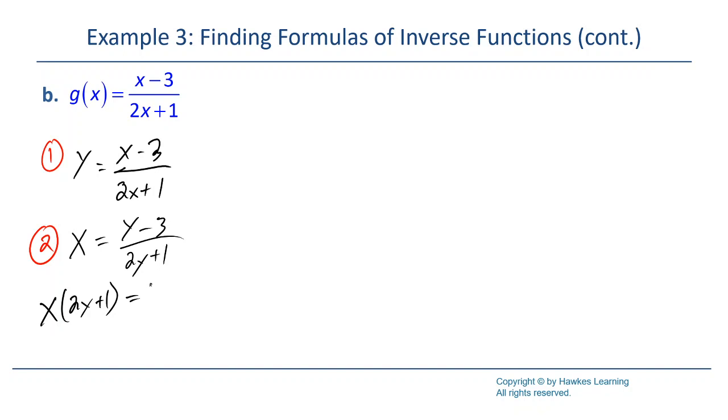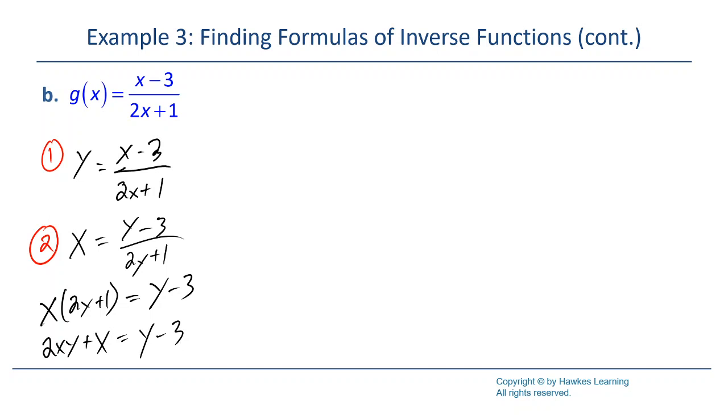y minus 3 is the only thing left. Because it would be like if I multiplied 2/5 by 5. The 5 in the numerator and the denominator would cancel each other out. And so that's going to be my main goal here. And so once I do this, I'm going to distribute this, and I'm going to have 2xy plus x equals y minus 3.